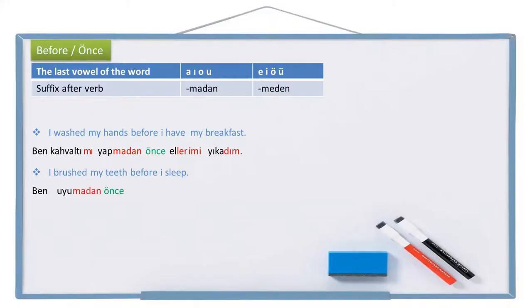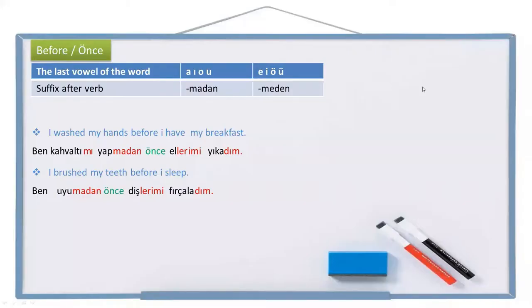What did I do before I sleep? Brushed my teeth. That's right, my teeth. Tooth is diş, teeth is dişler, and my teeth is dişlerim. Again, these are specific teeth, not any teeth, my teeth. So I need to add the accusative suffix here, dişlerimi. Brush, fırçala, brushed, fırçaladı. And I brushed, fırçaladım. Ben uyumadan önce dişlerimi fırçaladım. I brushed my teeth before I sleep. Ben uyumadan önce dişlerimi fırçaladım.